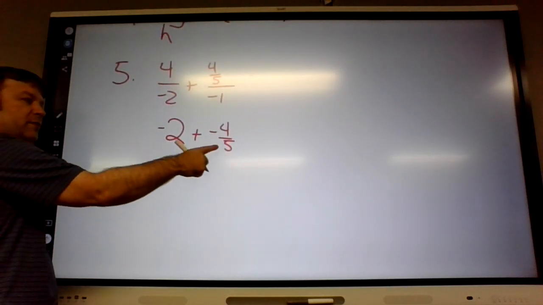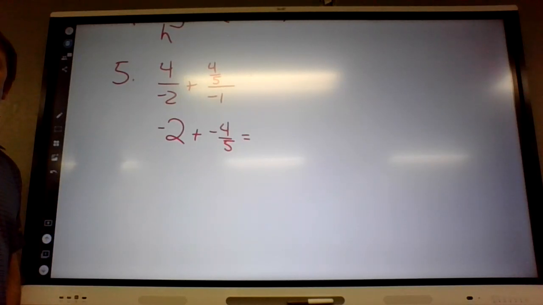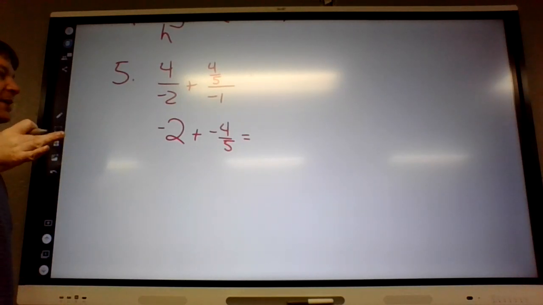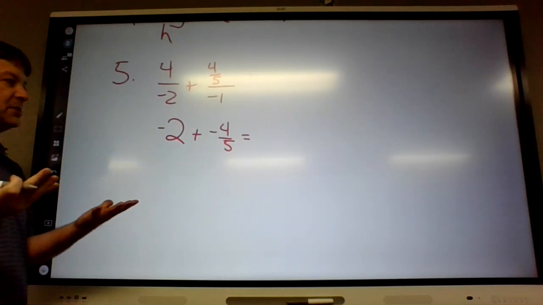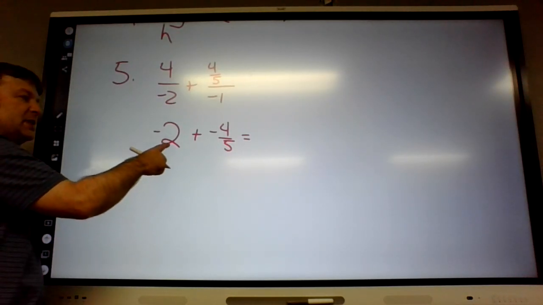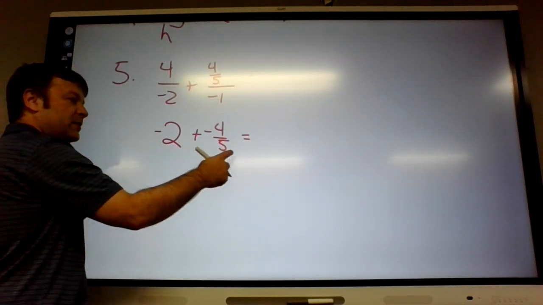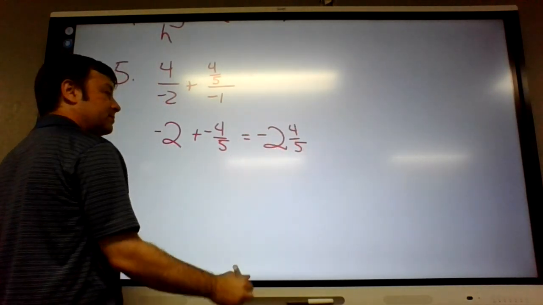-2 plus -4/5. Yeah. It's kind of like if I have 2 cookies and then 4/5 of a cookie, how many cookies do I have? 2 and 4/5. But this is take away 2, take away 4/5. So you're taking away 2 and 4/5.